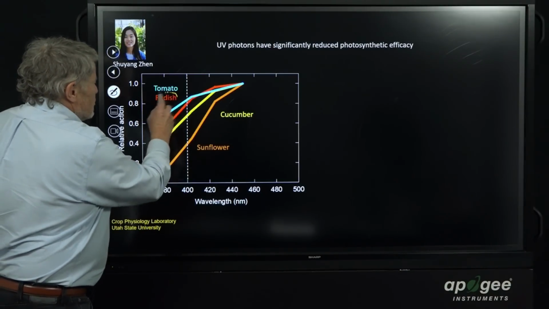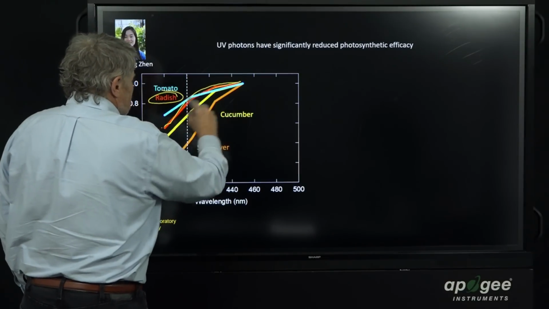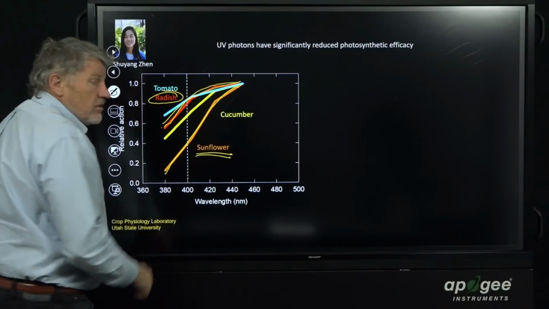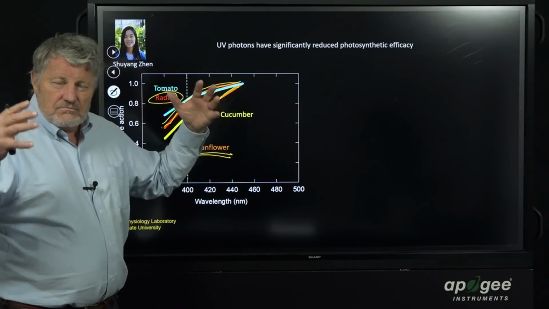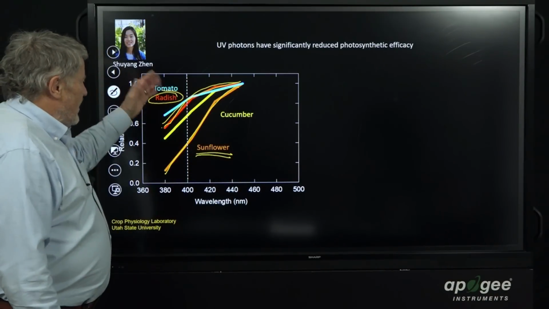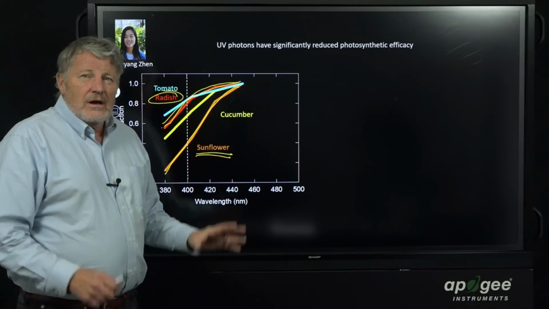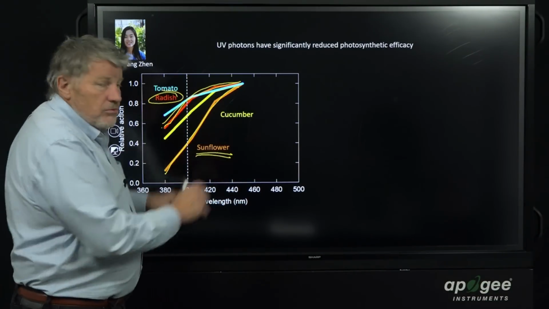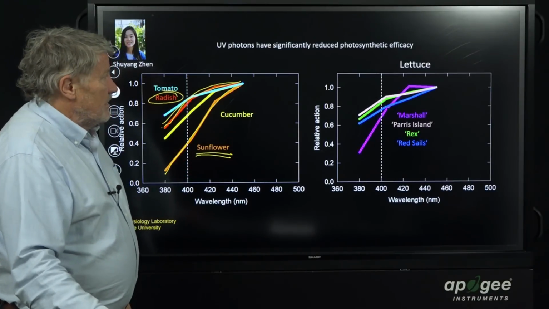Remember that radish from McCree's data was one of the best. Look at that, radish is one of the best. Remember that sunflower was one of the worst. We repeated McCree's data using 50 years better technology, and cucumber was in the middle, tomatoes up there with radish. It's just quite remarkable that we were able to repeat his data. How about lettuce? Here's lettuce.